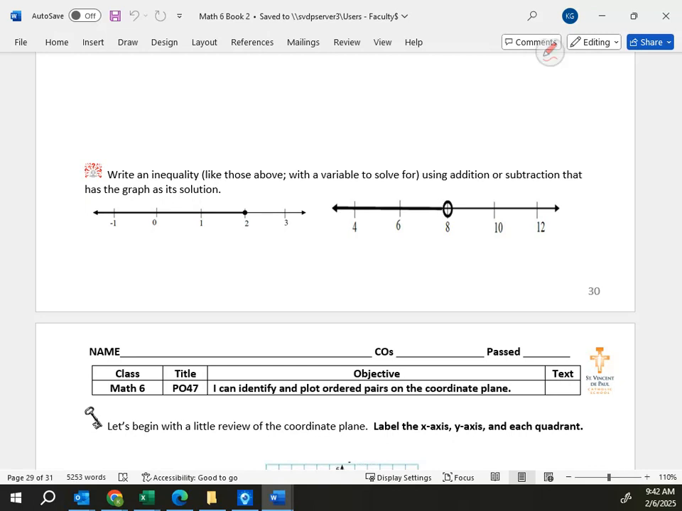So here, we can see it's a closed circle, and the arrow is going to the left, because that's that bold line. Here it's an open circle with our arrow going to the left. So, when it says write an inequality, like the ones up above, we're going to have n plus or minus a number. Our inequality equals something. Who thinks they know what they should put for that?